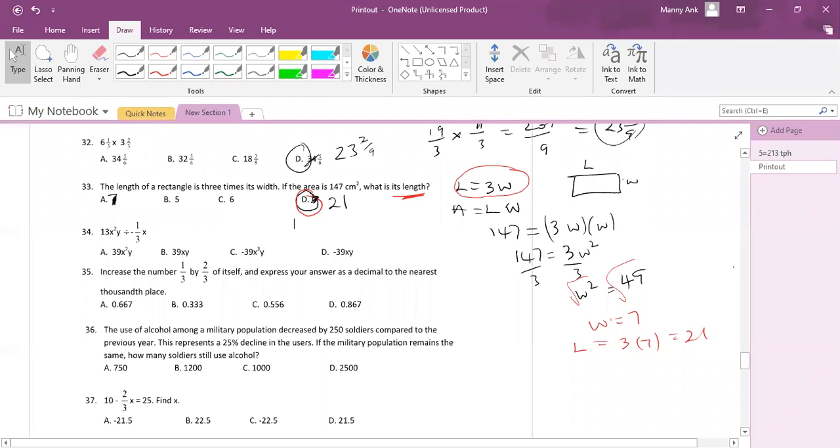Number 34, the answer is C. Answer C for 34. You divide the fractions, so you have to keep the first fraction times the reciprocal of the second fraction. So when we come here, we're going to do 13x squared y times negative 3 over x, the reciprocal of what you have here, 1/3, right? So you multiply.